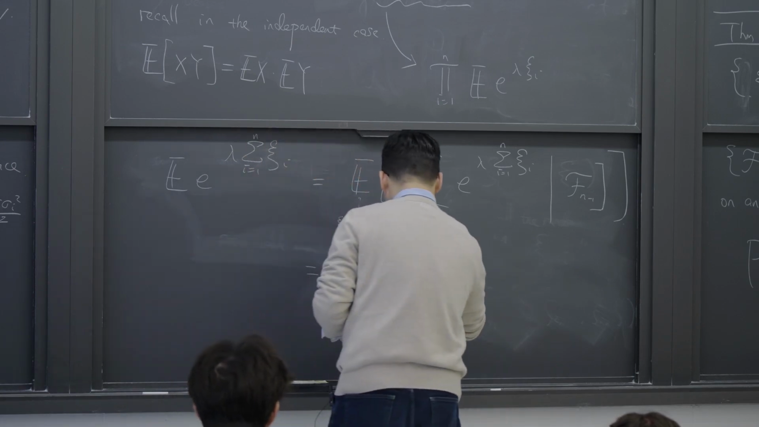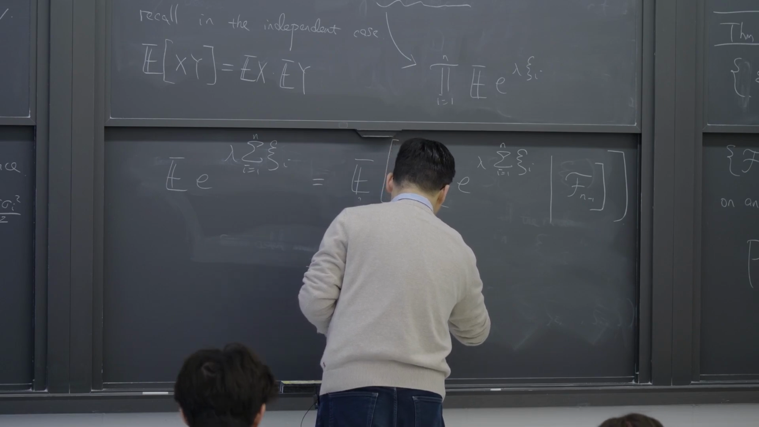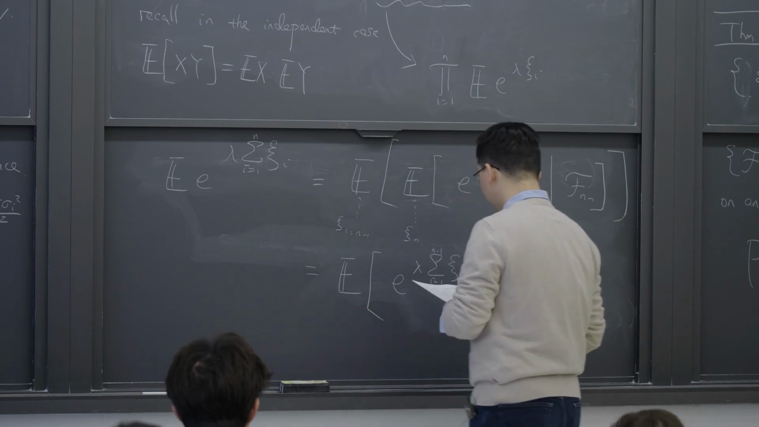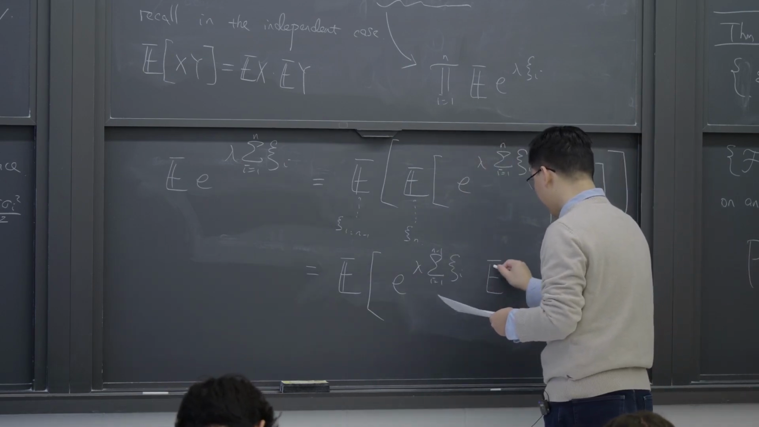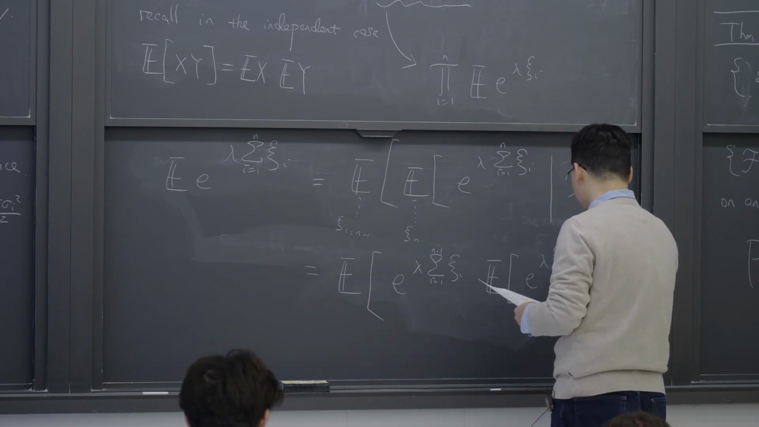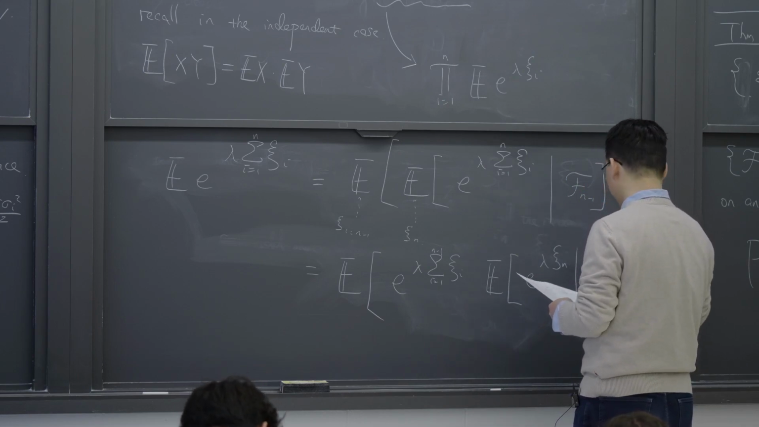And what we can do is move this e to the lambda summation i from 1 to n minus 1 Ci outside this conditional expectation. Inside the expectation, we only have the expectation of e to the lambda Cn, conditional on F_{i minus 1}. Okay.